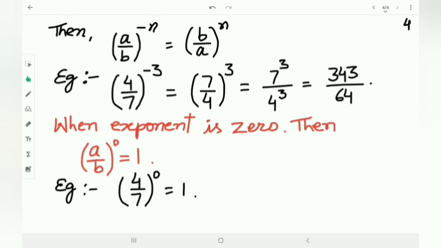And one more very important result. When the exponent is 0, then you will always get 1. In the expression, a upon b raised to the power 0 is equal to 1. As for example, 4 upon 7 raised to the power 0 is equal to 1.